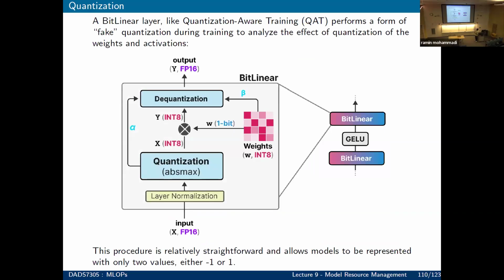Another way that you can see it: Float16 goes through layer normalization, you do absmax quantization to int8, and then you use a 1-bit weight. Basically, all the weights are quantized into a 1-bit representation. You do your transformer or attention, and then you dequantize and make it out. Right? And they actually work. They produce a much faster transformer architecture.